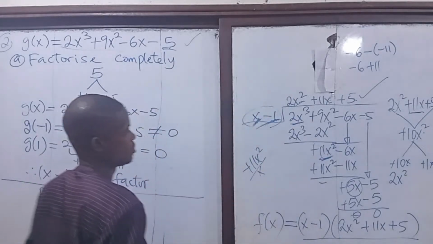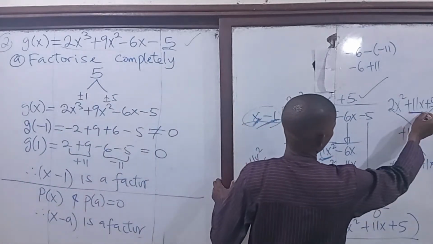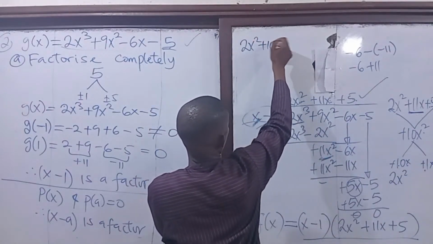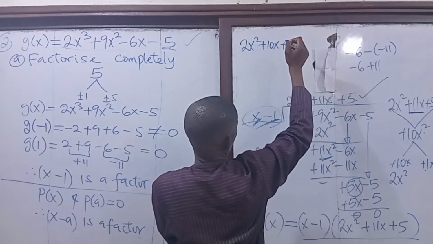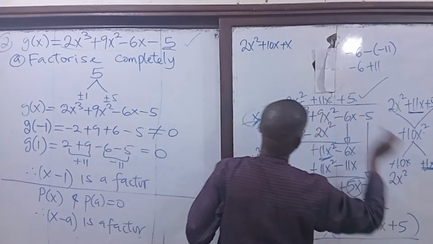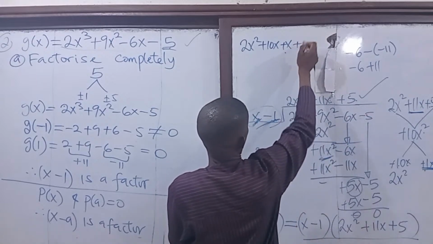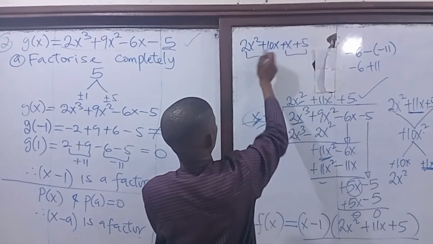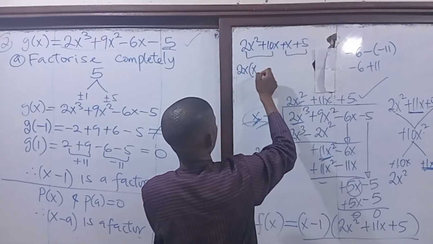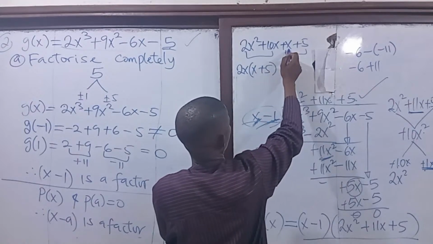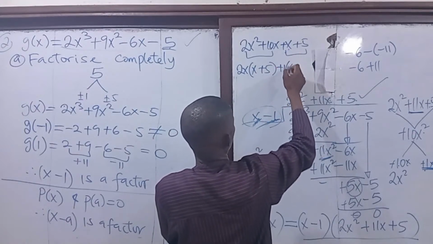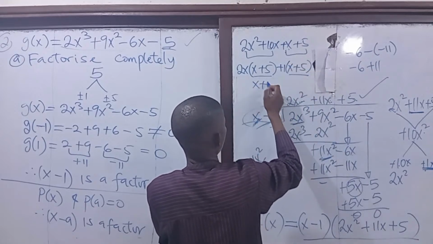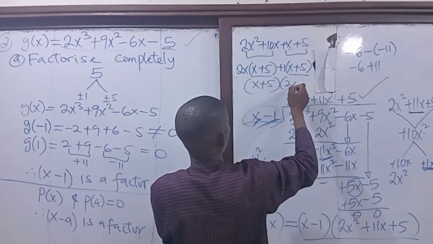So what we are going to do now, we are going to replace the middle term by 10 and 1. So we have 2x squared plus 10x plus x, which is the 1x, and then plus 5. Pair these first two: 2x is common, we have x plus 5. These last two, 1 is common, we have x plus 5. This one must be the same. Take one of that, x plus 5, and 2x plus 1.